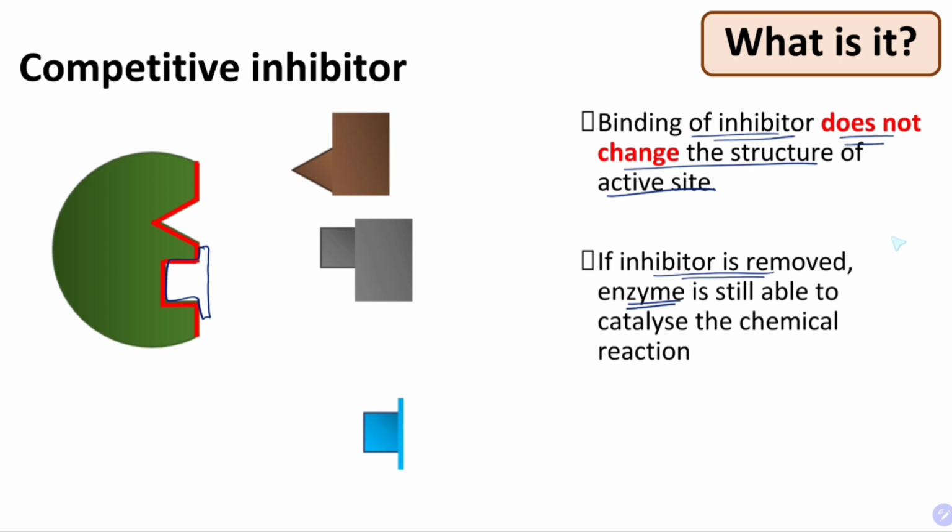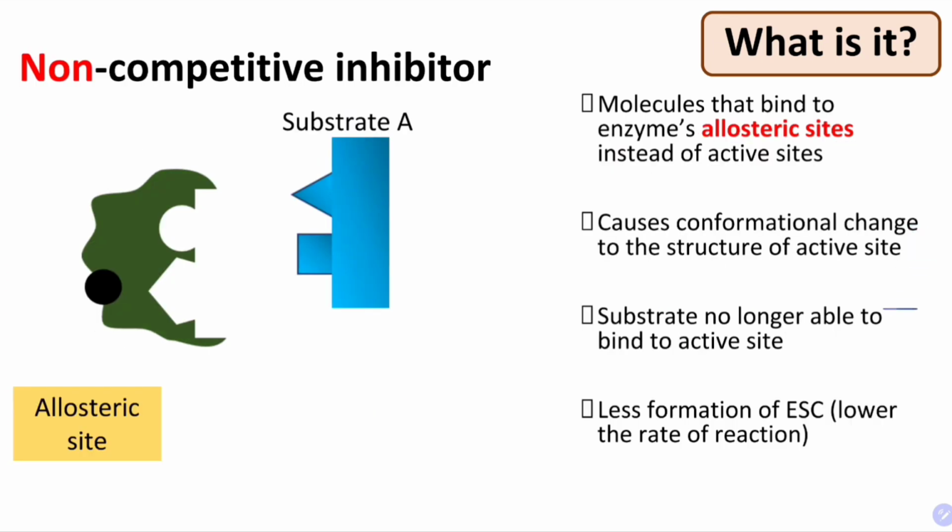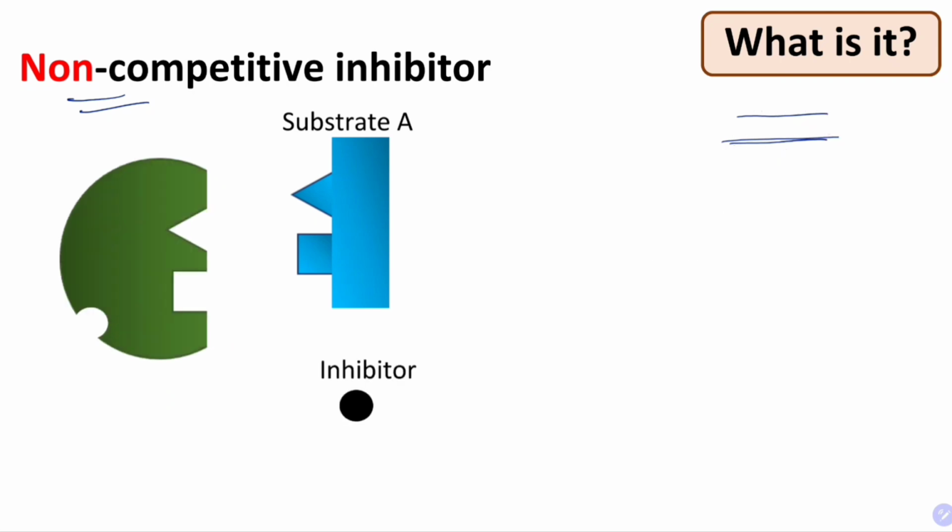Kalau dia tidak bind, enzyme itu can still bind to its substrate and perform a chemical reaction. So next is non-competitive inhibitor. So opposite kepada competitive, the non-competitive inhibitor is a molecule that binds to the enzyme allosteric site. So as I mentioned earlier, enzyme have two sites, either active site or allosteric site. So for the non-competitive inhibitor, it will bind to the allosteric site.